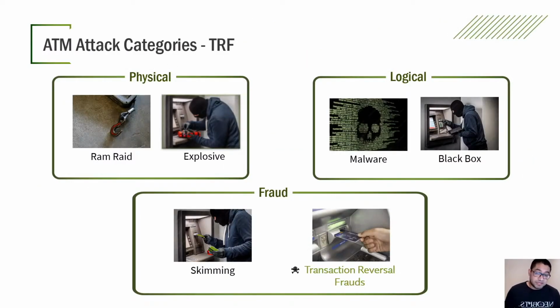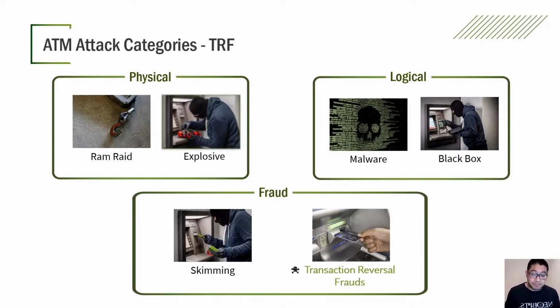Some of the attack categories that I have seen and learned exist are the physical, the logical, and the fraud. So, for example, in the physical, we have something that will damage the hardware, for example, a ram raid or explosives, where they will not care about anything. They will just try to do something to the hardware and try to get the money. In the logical, they will not mess with the hardware per se. They will just try to manipulate the ATM, so at some point, with some logical attack, they will be able to get the money, for example, using a black box or using malware. And in the fraud, they are going to try to commit a fraud.